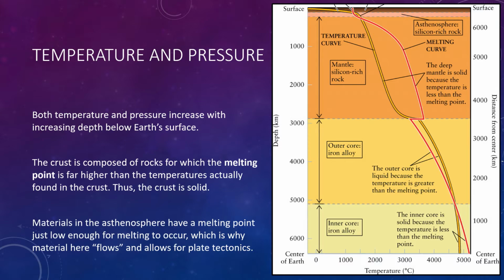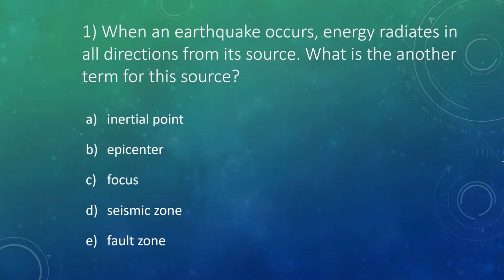So as usual, let us conclude our discussion of earthquakes with a few questions. Read the question, pause the video, and when you think you have an answer, return. Number 1. When an earthquake occurs, energy radiates in all directions from its source. What is another name for the source?